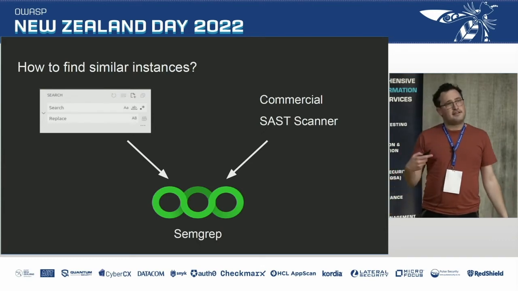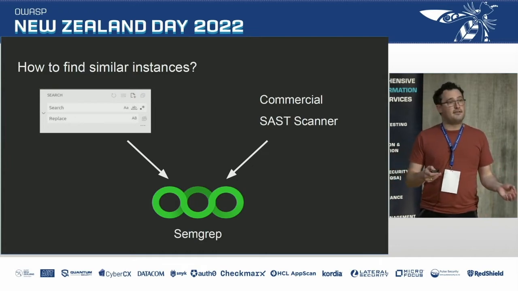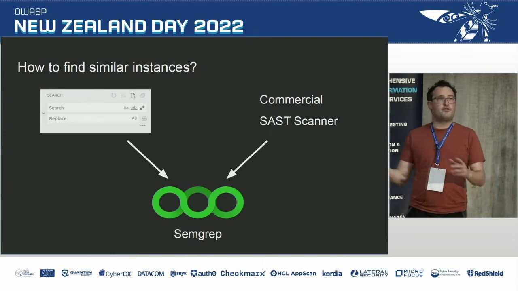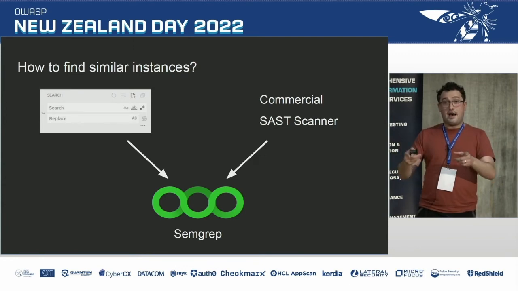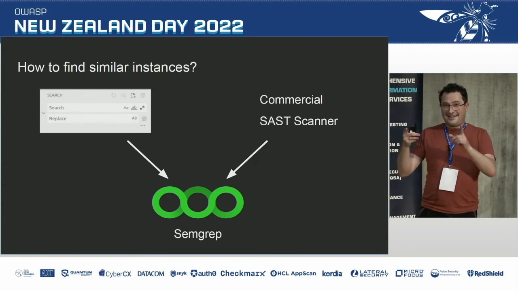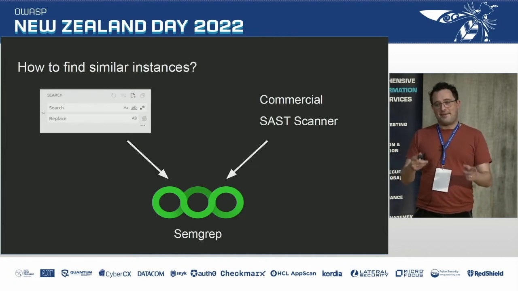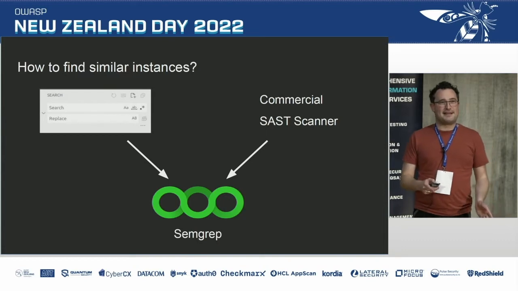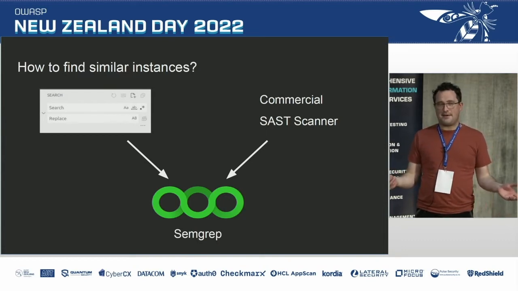An alternative to this might be to throw one of the big commercial static analysis, SAST scanners, at your codebase. Now, if you throw one of these scanners at your codebase and it comes back with that bug, why did you spend all that money on pen testing? But if it comes back with that bug, you can be reasonably confident that it will also come back with similar cases. But what if it doesn't come back with that bug?